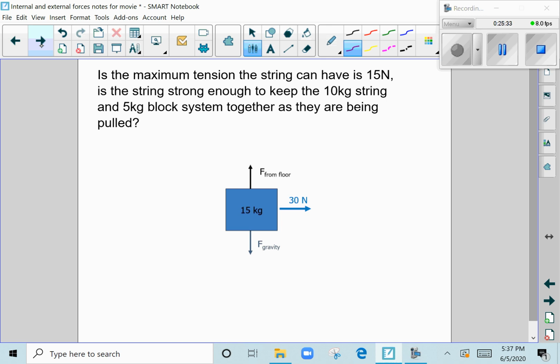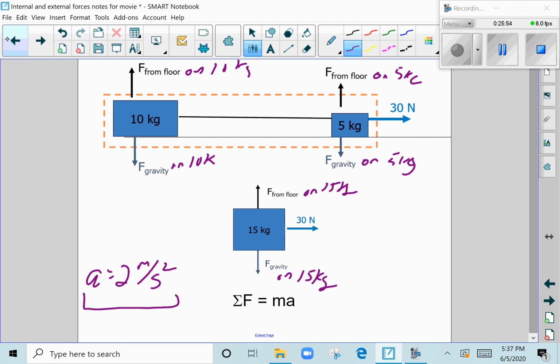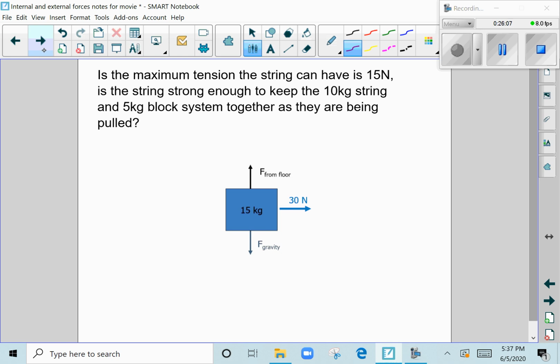But let's say I was looking for something else. Instead of trying to find the acceleration of the system, I was told that the string that was holding the system together could handle 50 newtons of force. If the string has to pull more than 50 newtons of force, it's going to break. So my question is, is the string strong enough to actually make the system work? Because we're on the assumption that this string is going to be strong enough so that these blocks are going to move. And in reality, a lot of times we think something's going to work and it doesn't because something was just too weak.